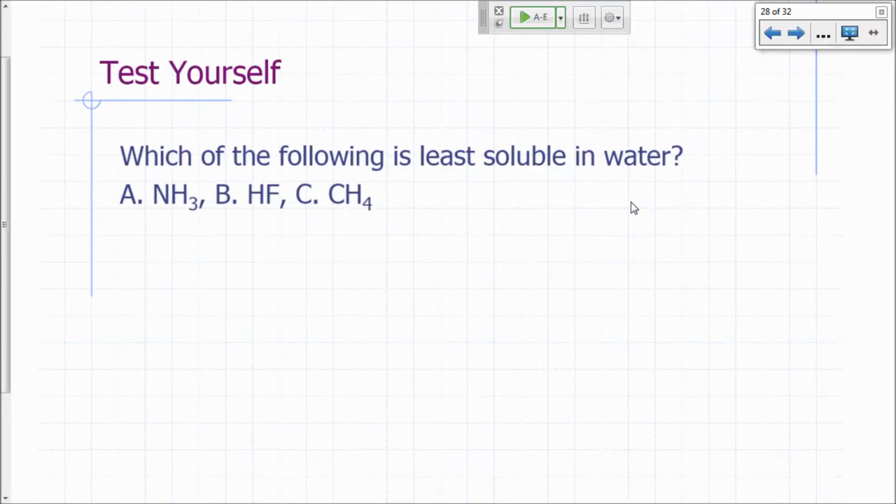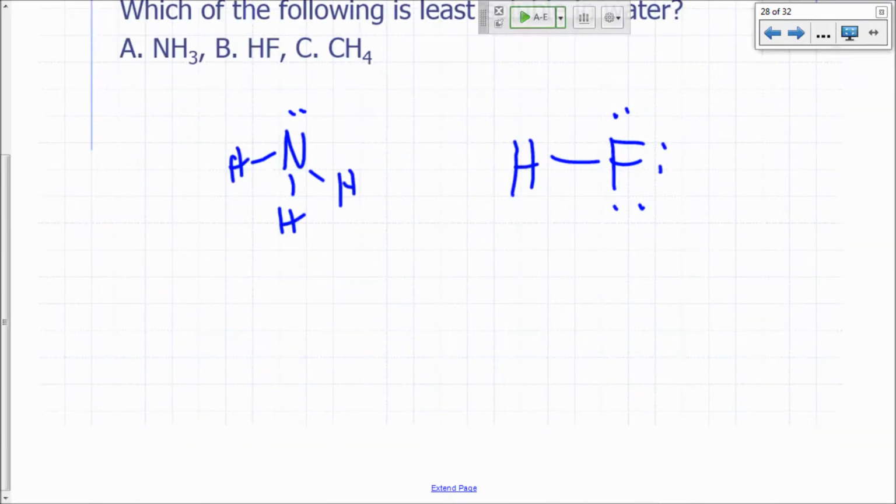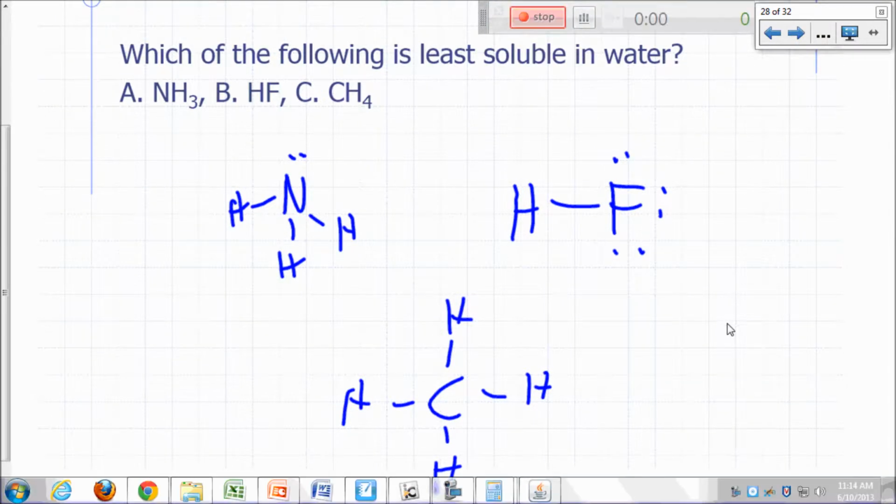Which of the following is least soluble in water? NH3, HF, or CH4? How would you determine this? NH3, and then HF, and you have CH4. All right. So which one is least soluble in water?